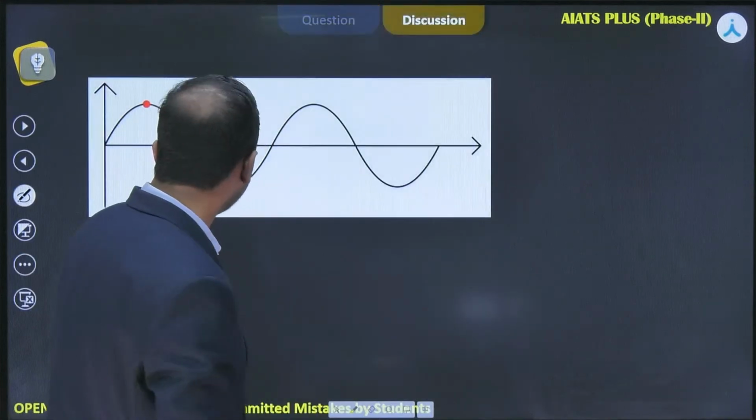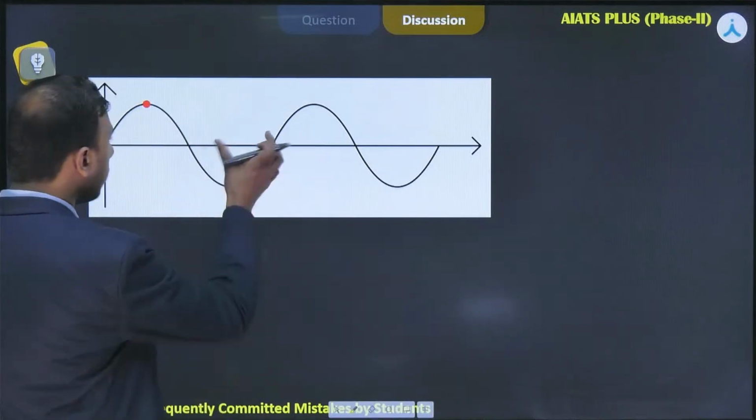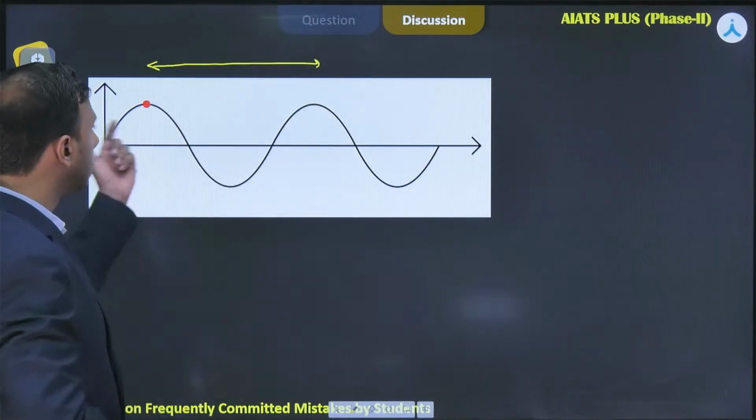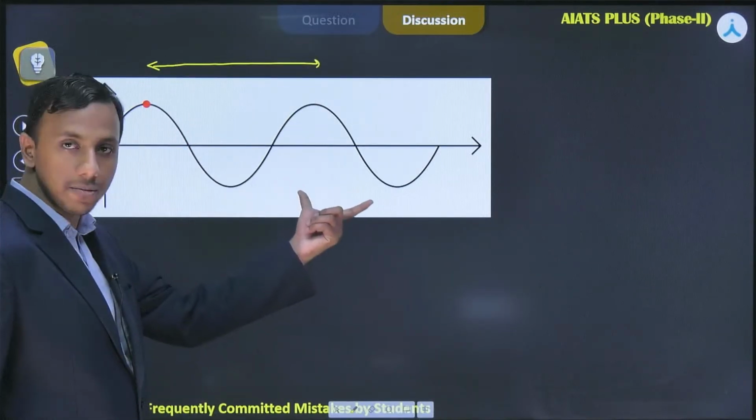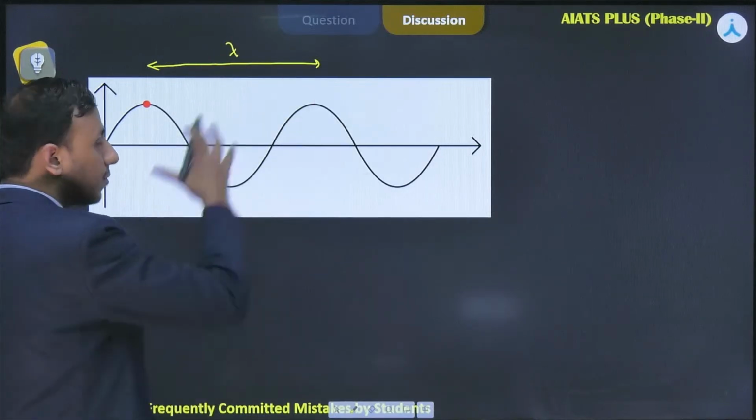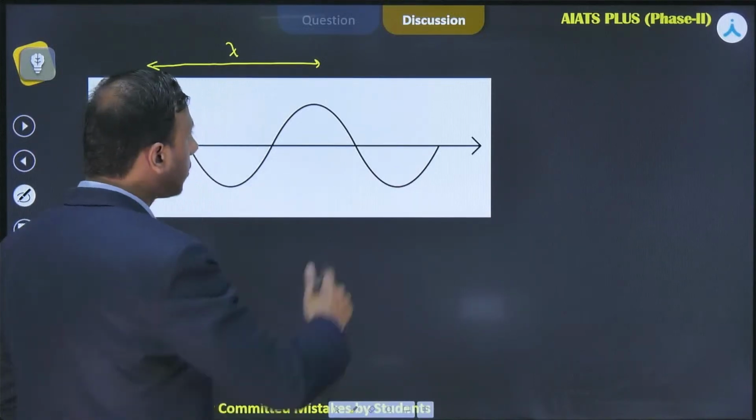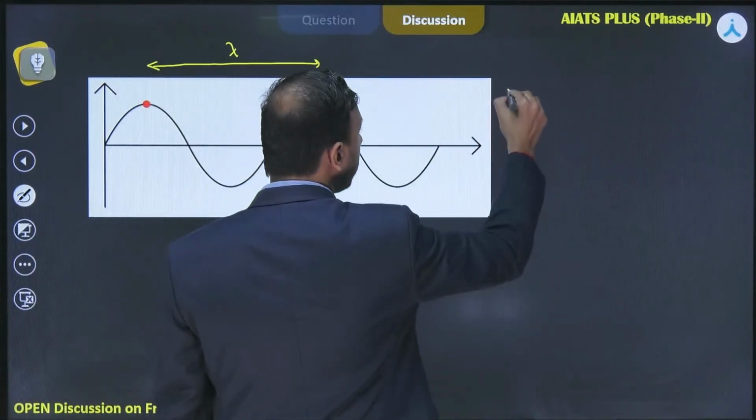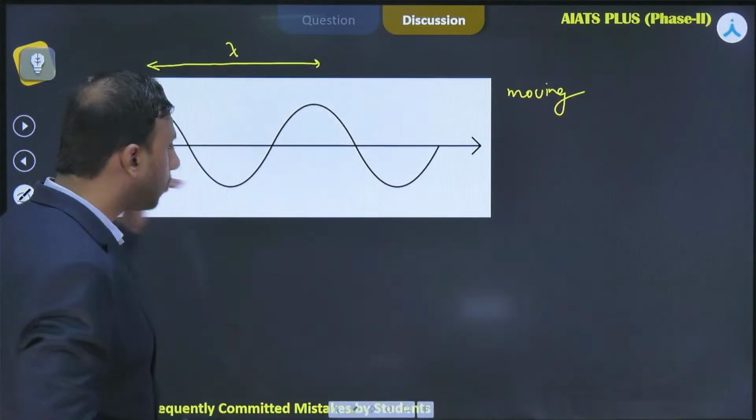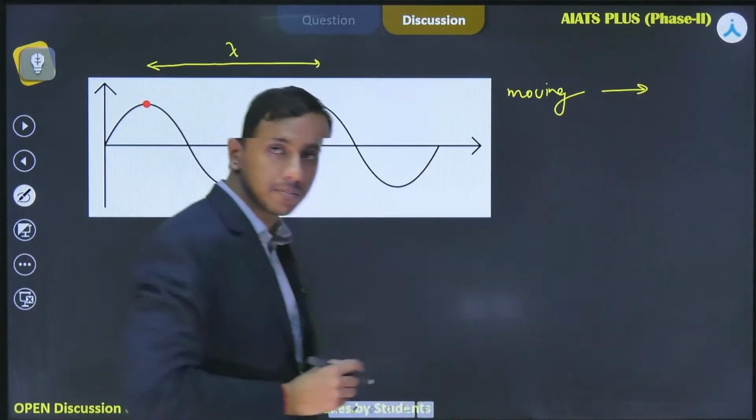So for example, let's say this is the wave. And what is wavelength? Wavelength is the distance between, let's say, two crests or two troughs, right? So this is your wavelength, and let's say this wave is propagating towards the right, moving along the positive x-axis. So it is moving like this, isn't it?